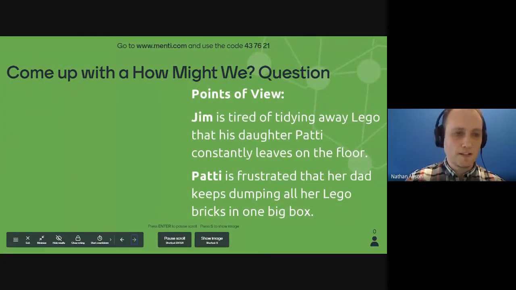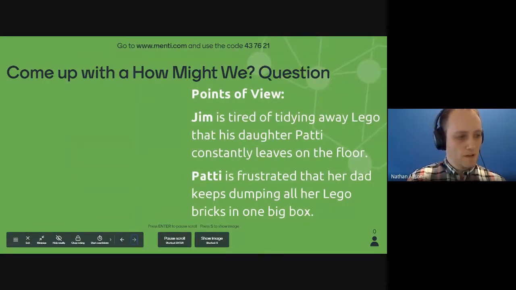Okay, so we've got another activity now. If you go back to where you've got your Menti, it should come up with this next activity. I'll just do a little explanation of what it's about. A how might we question, again given in that Stanford d.school guide, is a question that's used to help us do ideation. It's used to help us do brainstorming.